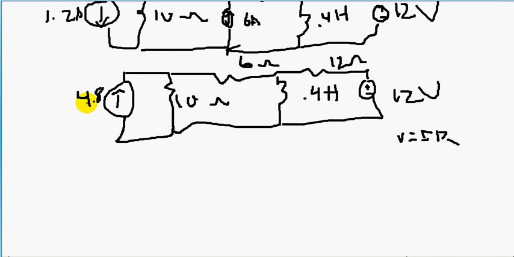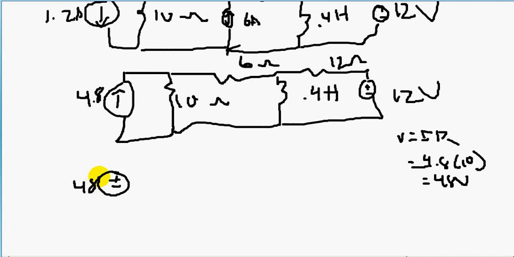Our current value is 4.8, and our resistor value is 10. So the value for our voltage source would be 4.8 times 10, our resistance, which is equal to 48 volts. We have a 48 volt voltage source, and our resistor in series with it, so it would be 10 and 6 ohms.